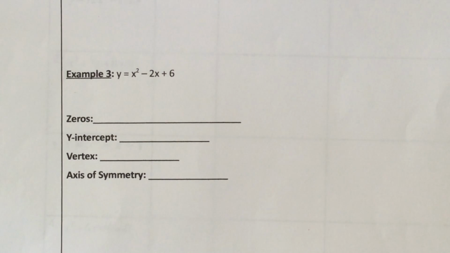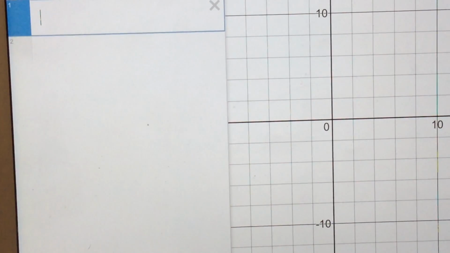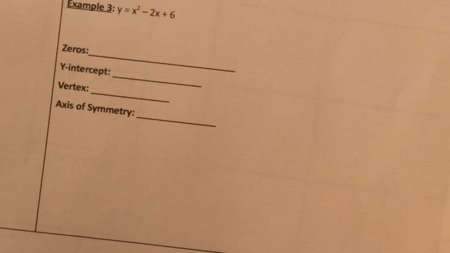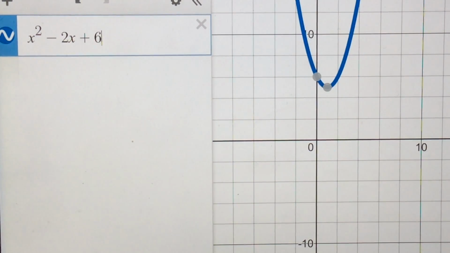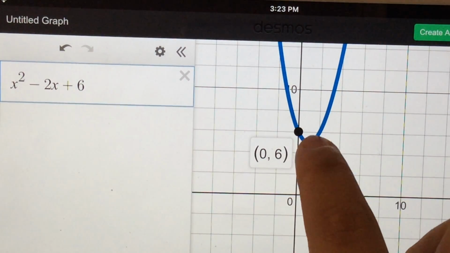Okay? Go ahead and take a look at example 3 real quick. Go ahead and try it on your own for a moment. Pause the video and just try it. Okay, so then we type it into our equation, and it was x squared minus 2x plus 6. So this should be your graph. You can go ahead and click on the 2 right here.